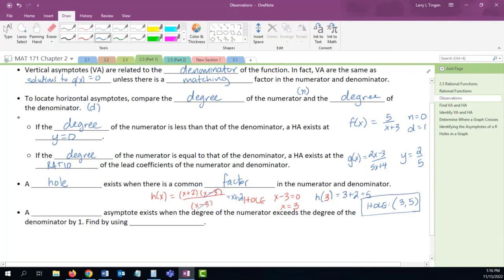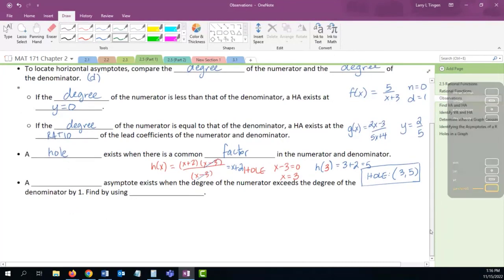So if you see the same factor in the numerator and denominator, there's going to be a hole at the x value that makes that 0. You can find the x value pretty easily. To find the y value, you need to write it in its reduced form.